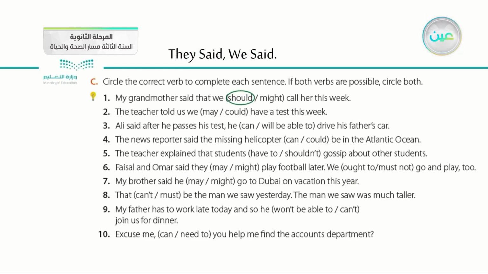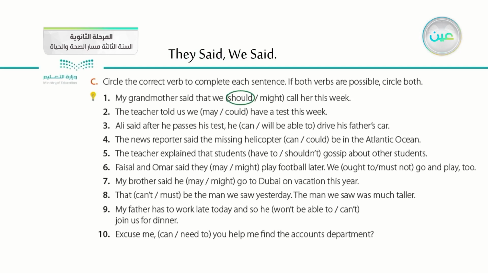In exercise C, circle the correct verb to complete each sentence. If both verbs are possible, circle both. Here you can choose either circling or underlining. You can circle the correct answer, or if you want, you can underline the correct answer. We went for the underlining. Number one is an example. My grandmother said that we should call her this week.